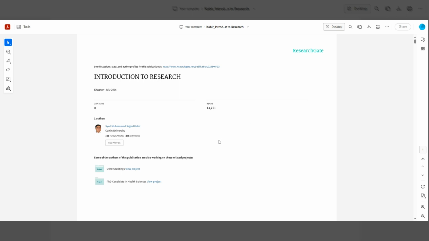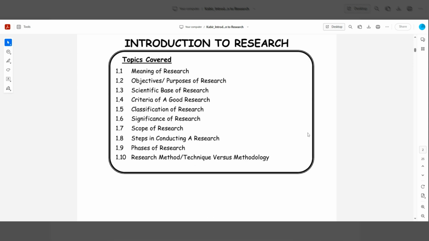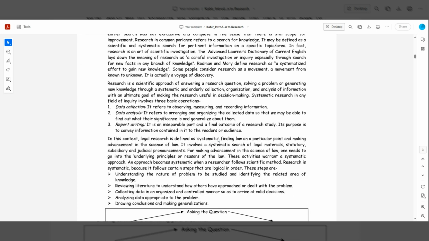We're going to go over the introduction to research article that is in week 2 of Cougar View. It is written by Saeed Kubir. I'm not going to go through it word for word, but we're just going to go over some key points in defining research and the process of it.